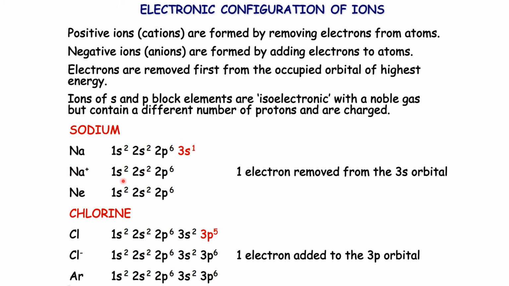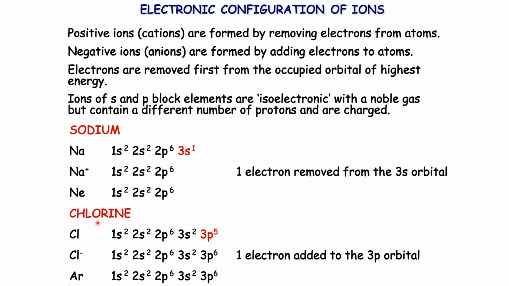So we are left with 1s2, 2s2, 2p6, and the 3s electron has been taken out. If we compare this electronic configuration of the sodium ion with neon, you would see that it is exactly the same. So it means that they both have the same number of electrons, and that is why they are called isoelectronic, as they have the same number of electrons but different numbers of protons, and one of them is charged.